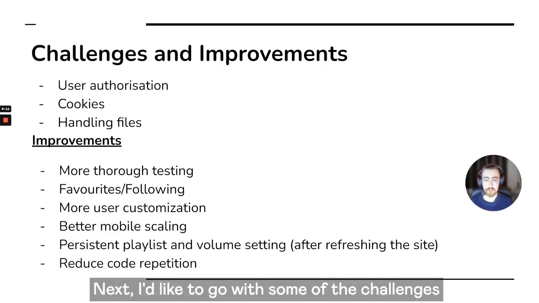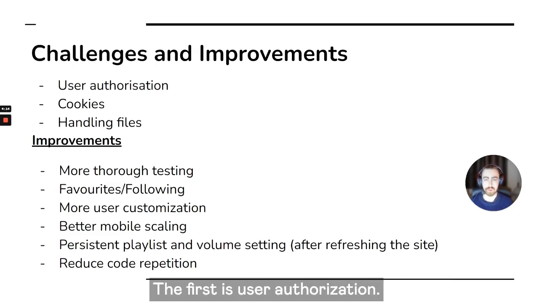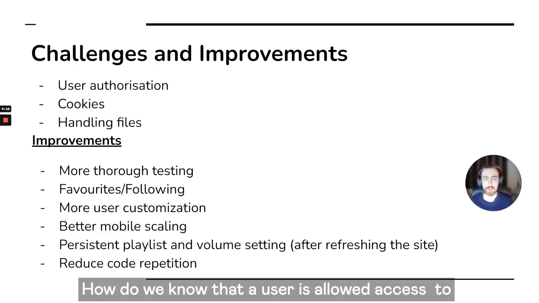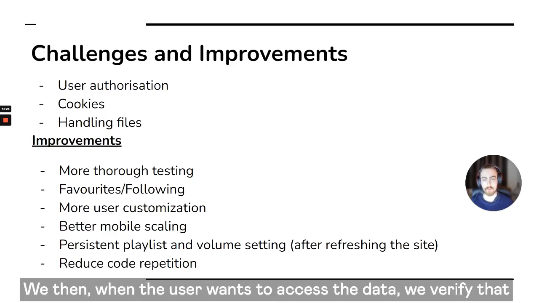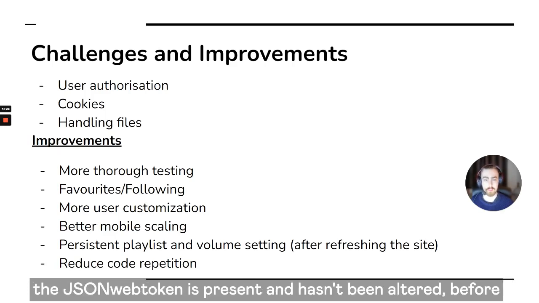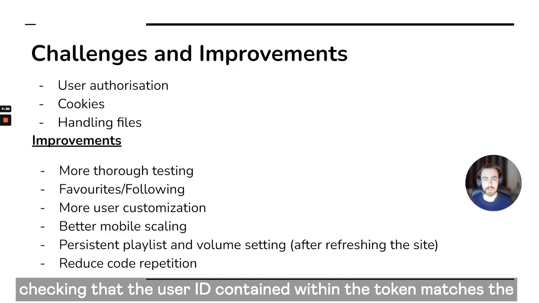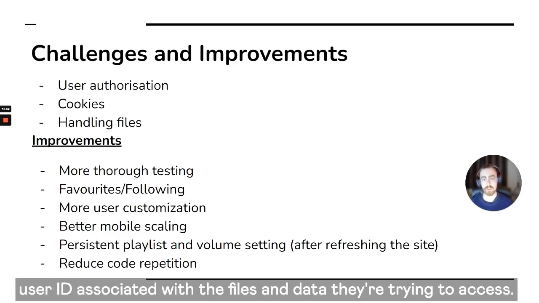Next, I'd like to go over some of the challenges that we faced while building this app. The first is user authorization. How do we know that a user is allowed access to the data that they are trying to make changes to? We overcame this problem by storing the user ID in the JSON Web Token. Then, when a user wants to access the data, we verify that the JSON Web Token is present and hasn't been altered before checking that the user ID contained within the token matches the user ID associated with the files and data they're trying to access.